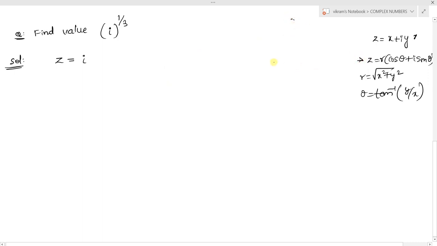Now how do we represent z equals i? Here x equals 0 and y equals 1, so r equals 1 only.